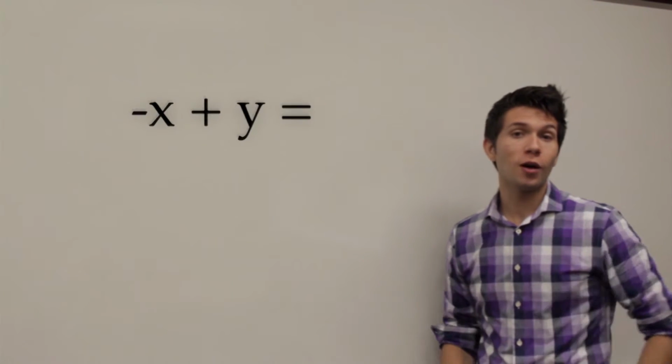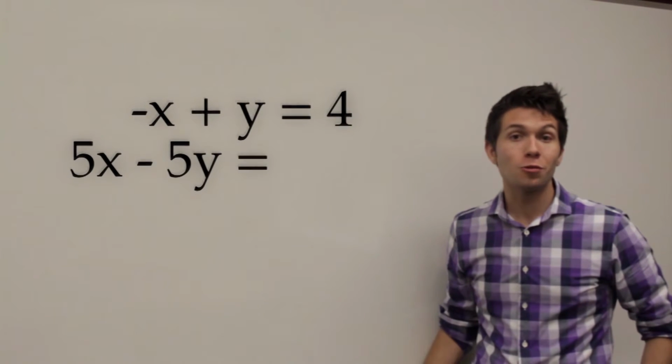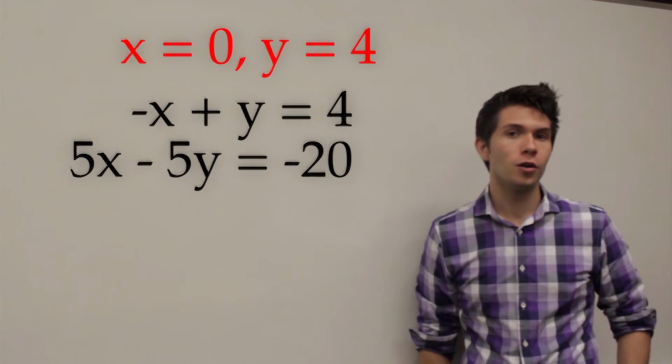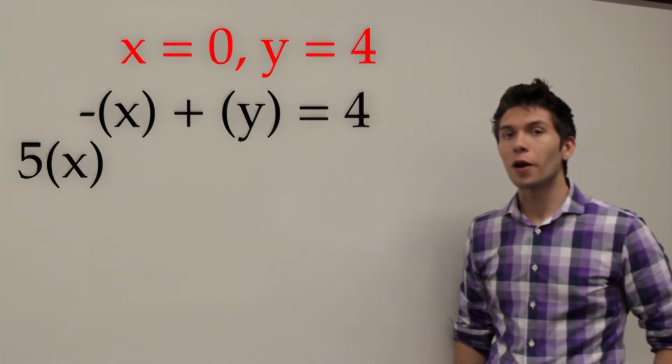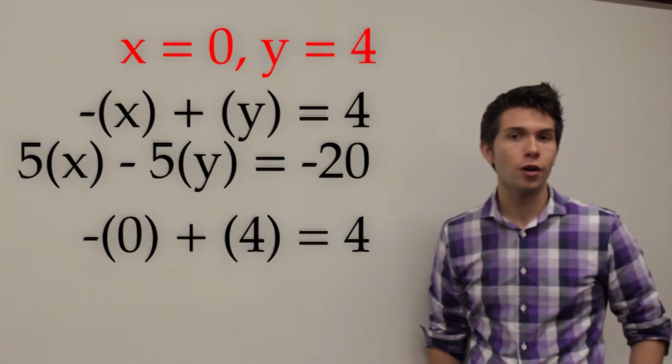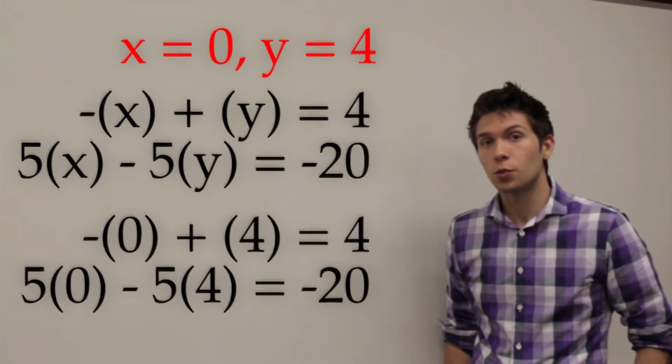Let's look at another system of equations. Negative x plus y equals 4, and 5x minus 5y equals negative 20. A solution to this system is x equals 0, y equals 4. As we can see, the ordered pair 0, 4 satisfies both equations. 0 plus 4 does equal 4, and 0 minus 20 does equal negative 20.